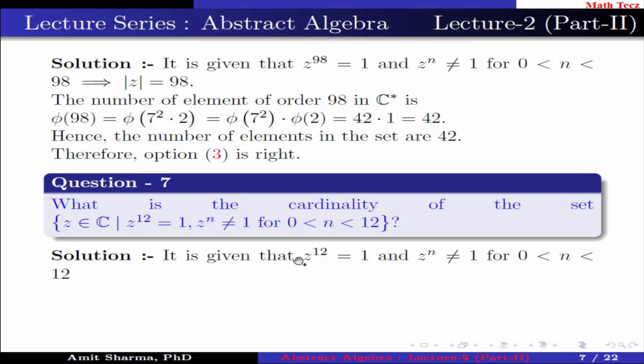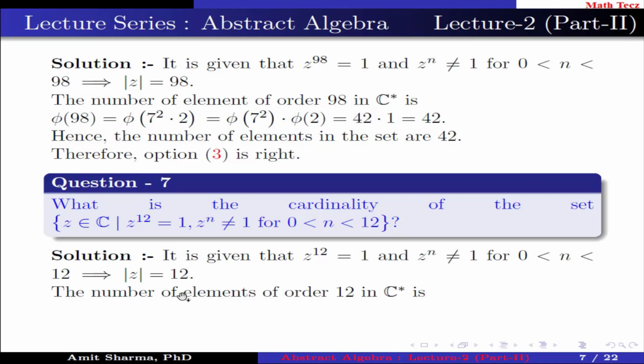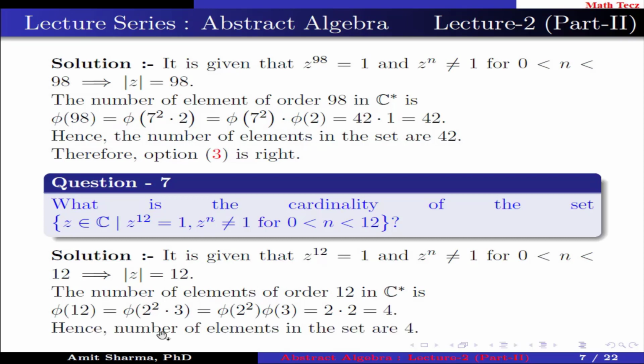It is given that Z raised to the power 12 equal to 1 and Z raised to the power n not equal to 1 for 0 less than n less than 12 implies order of Z is 12. The number of elements of order 12 in C star is phi of 12, which can be written as phi of 2 square into 3, which can be further written as phi of 2 square into phi of 3, which is equal to 2 times 2, which is equal to 4. Hence, the number of elements in the set are 4.